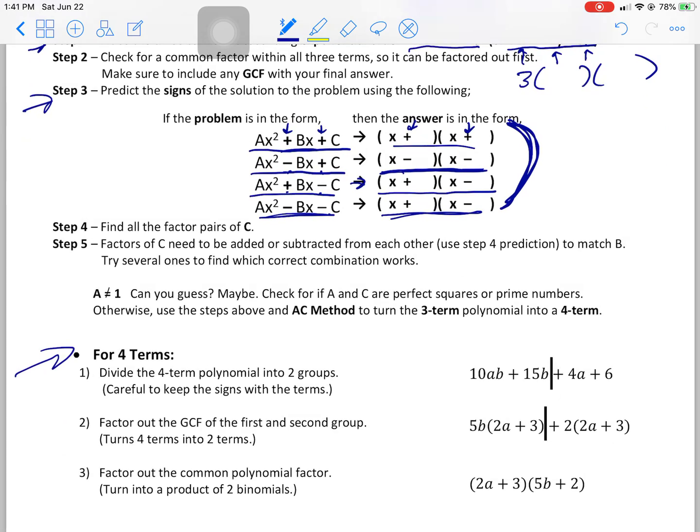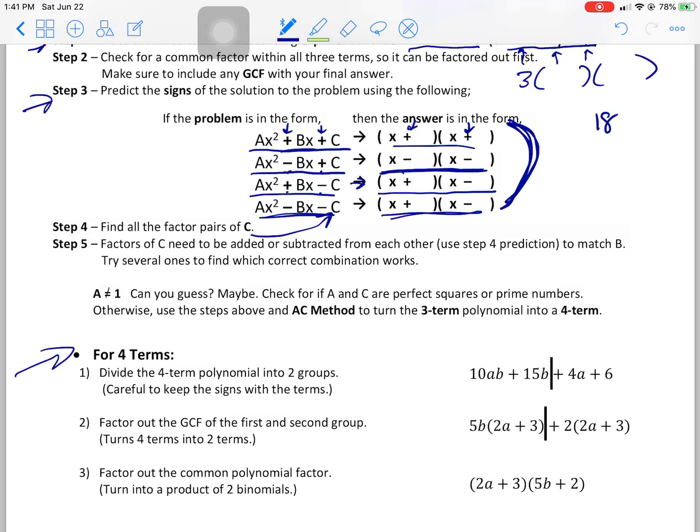So after you make sure it's in order, you take out the greatest common factor. You predict the signs of the answer, and then you find all the factors of C. All right, the factors of C. I usually make factor pairs.